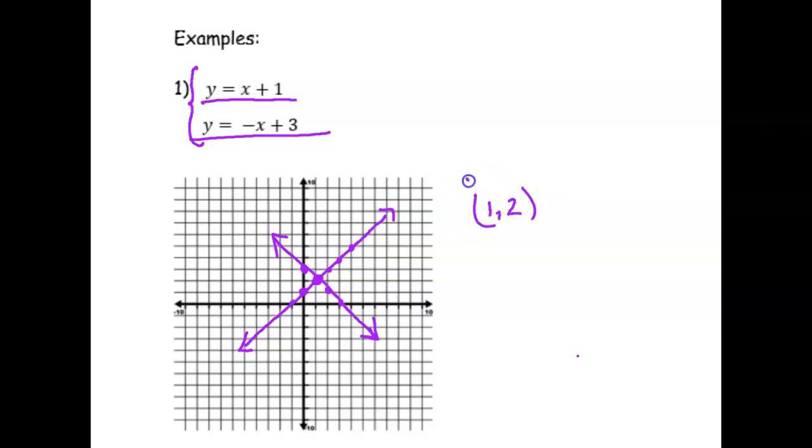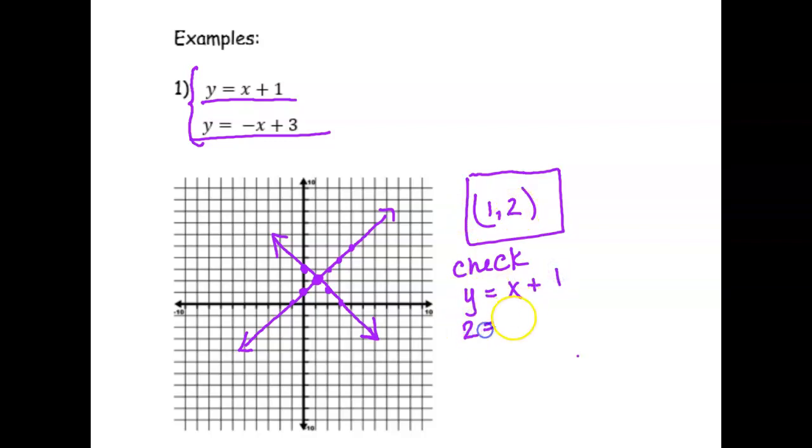Once you get your ordered pair, that's the solution, but it's really convenient to do a check step, and you can do it just by plugging it in. So y equals x plus 1 would be y is 2 equals x is 1 plus 1. Does that work? Well, 2 is equal to 1 plus 1. That is true, and we do it for both. The second equation, y equals negative x plus 3: our y is 2. Is that equal to negative 1 plus 3? Yes, it is. So it works for both, and we know that's the solution.